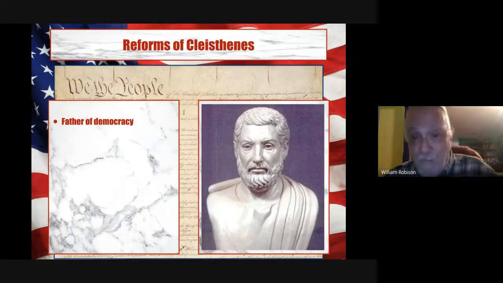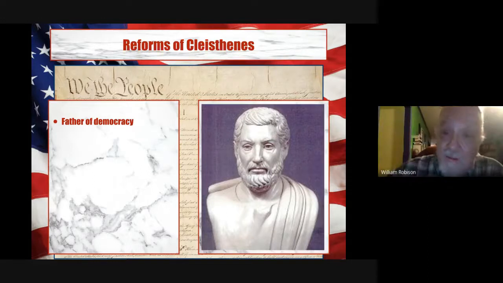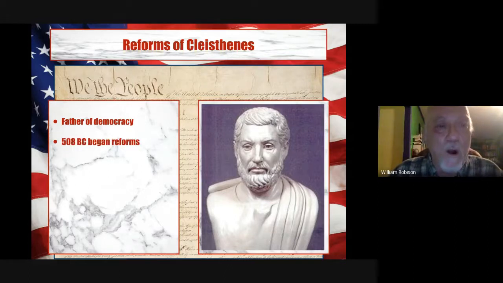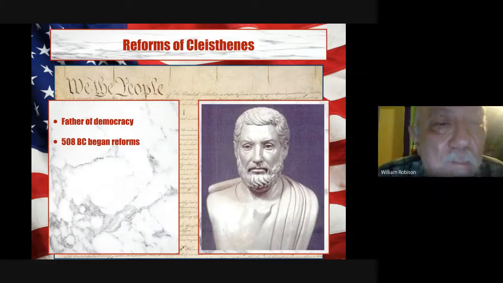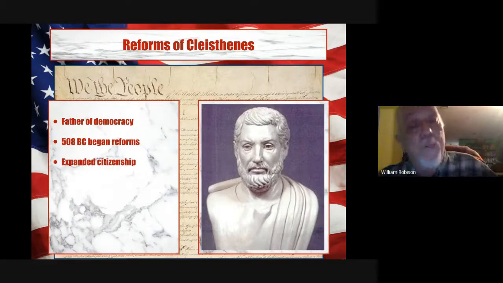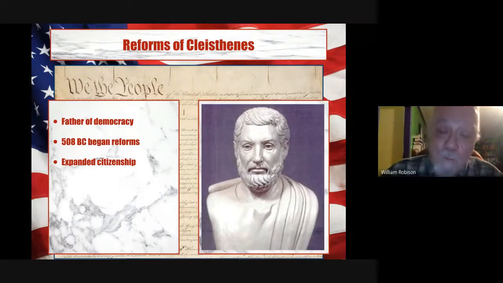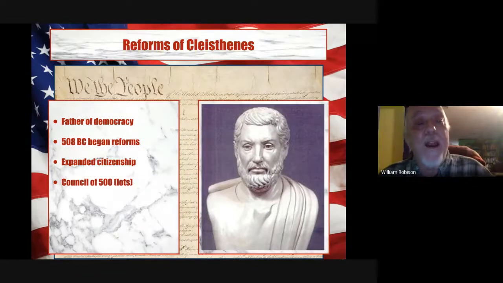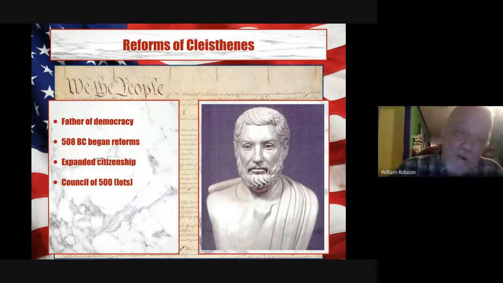The Greeks have a lot of these fathers: the father of science, the father of history, Herodotus. If you've ever seen My Big Fat Greek Wedding, you'll understand the dynamic that's at work. At any rate, in 508 BC, he began these reforms, which included expanding citizenship further, also creating a council of 500 that replaced the old council of 400, and that was chosen in a very interesting way.